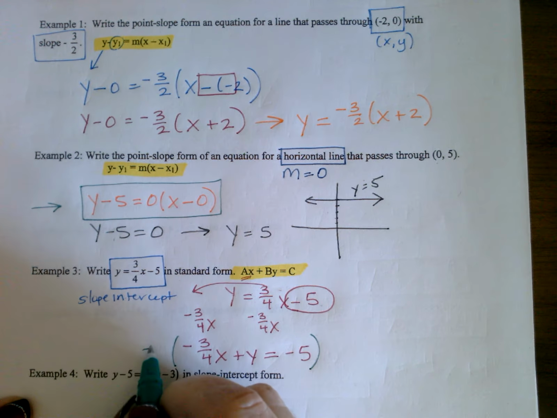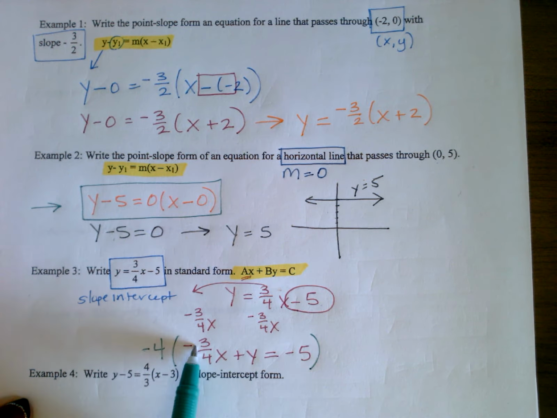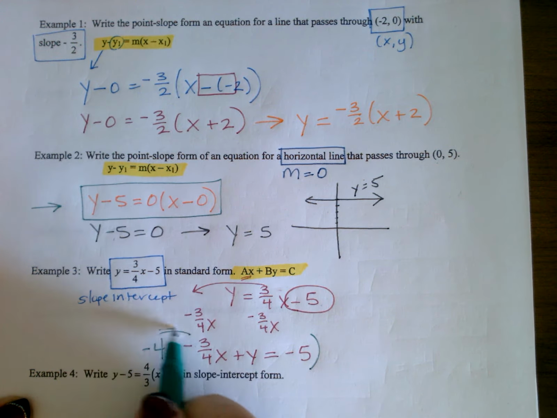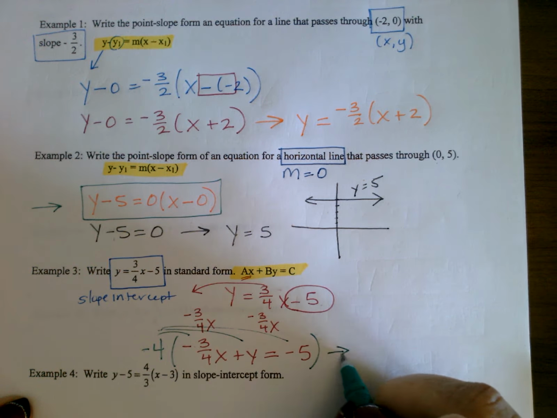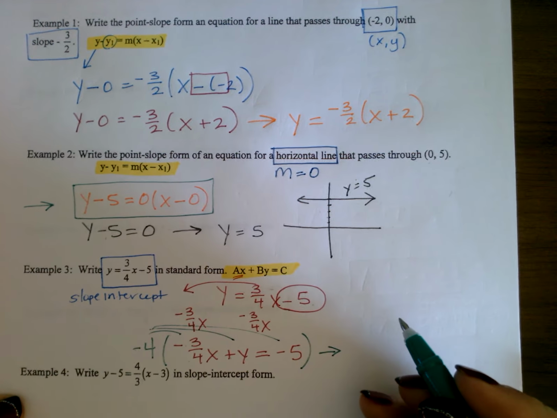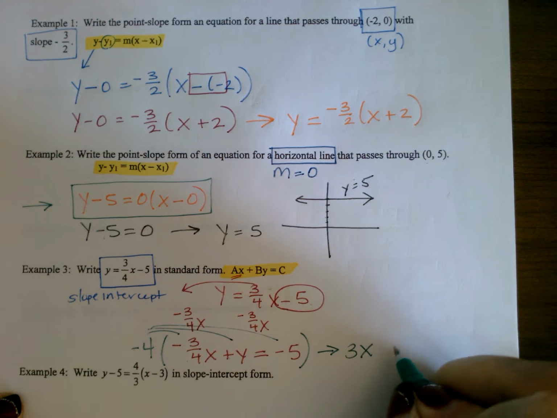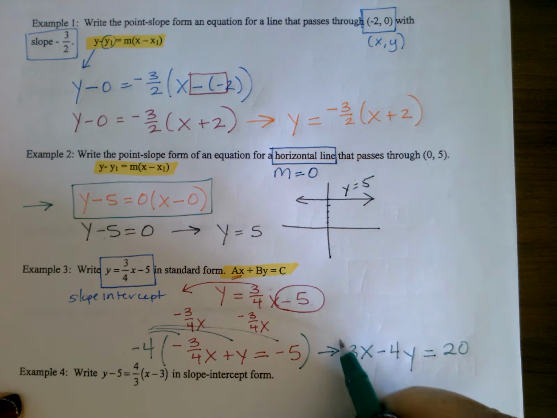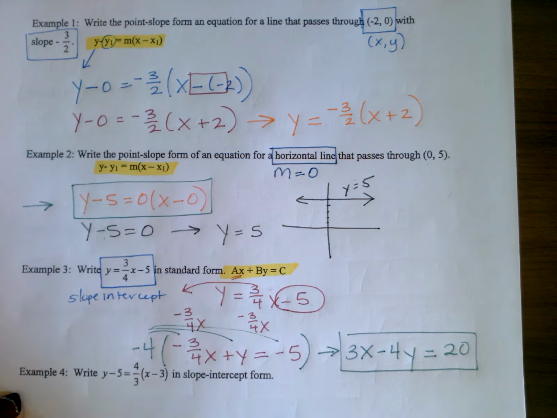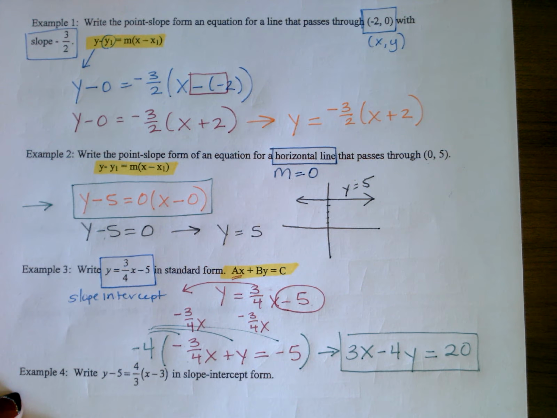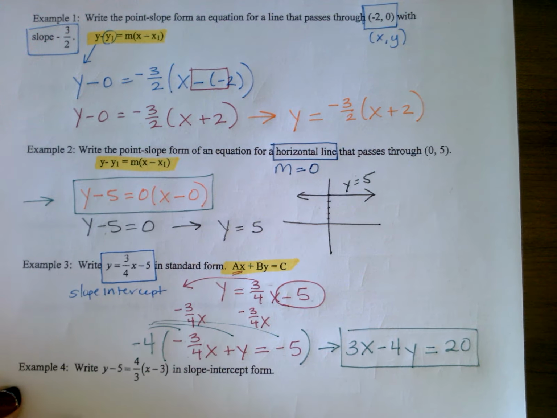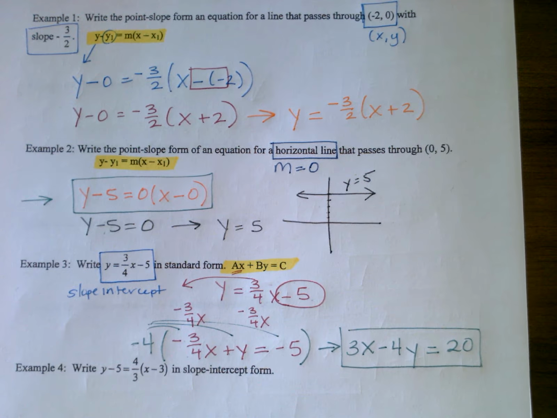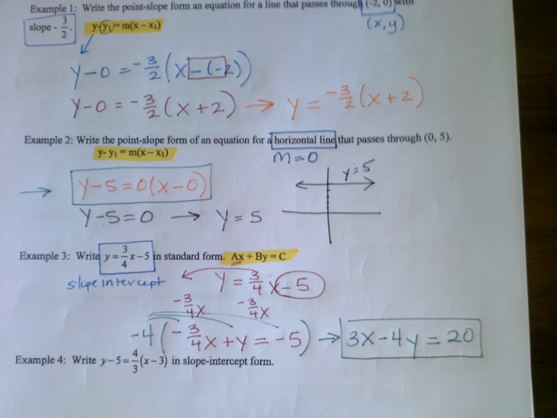So I'm going to multiply the entire equation by negative 4. Negative 4 gets rid of the negative in front of the x. The 4 will get rid of the fraction in front of the x. So I distribute to absolutely everything in the equation. 3x minus 4y equals positive 20. Take your time, show all your work. Things get done well that way.